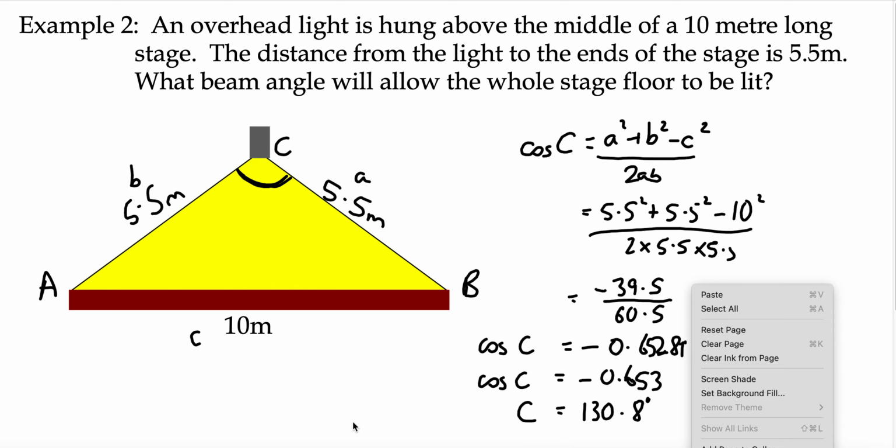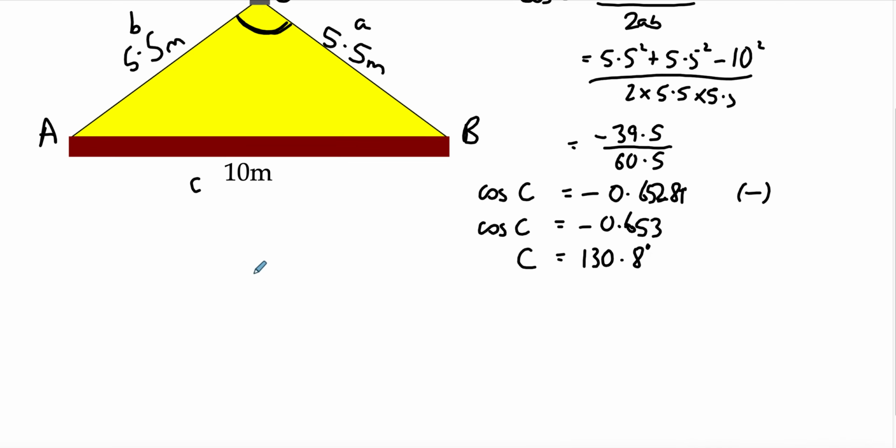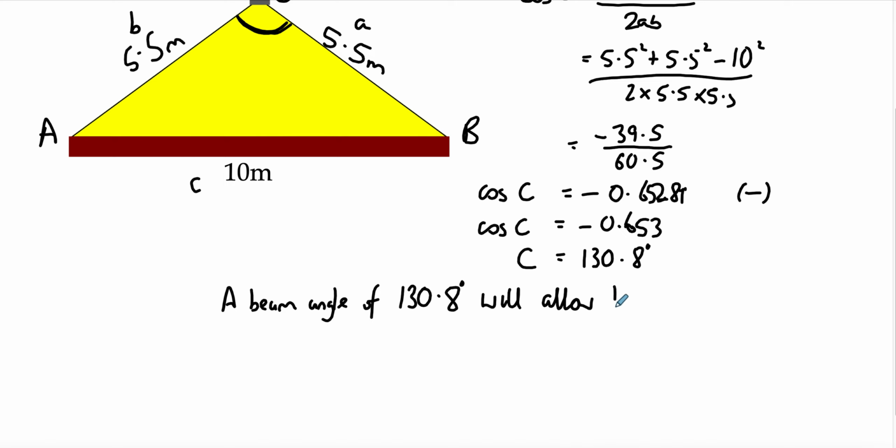What beam angle will allow this whole stage floor to be lit? We can actually write a beam angle of 130.8 degrees will allow the whole stage to be lit.